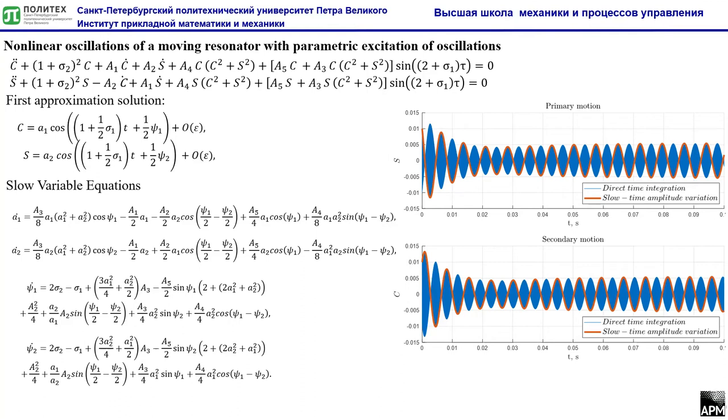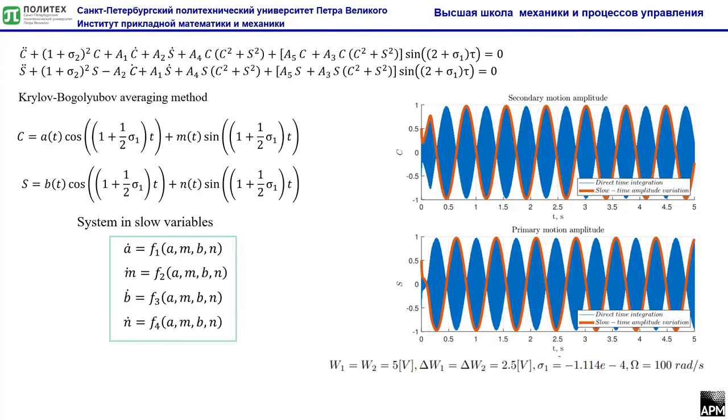The slides show a comparison of direct numerical integration of a complete nonlinear system and integration of the system in slow variables. Let us investigate the complete system by the Krylov-Bogolyubov average method. The resulting system in slow variables is not presented here explicitly because of its large size.